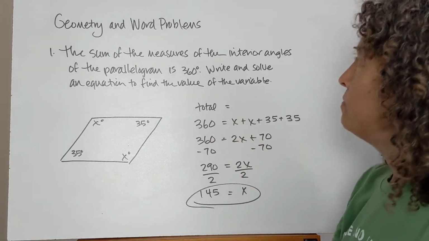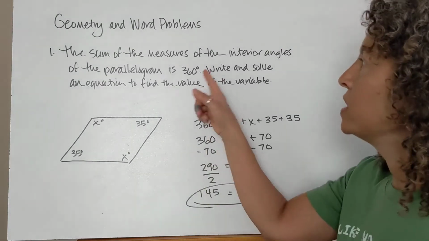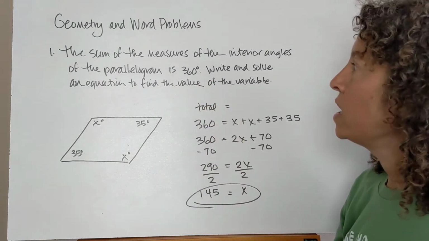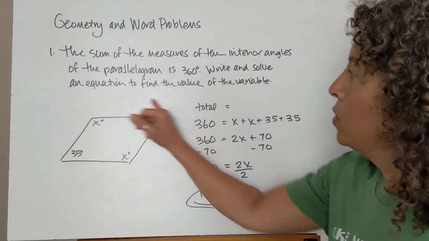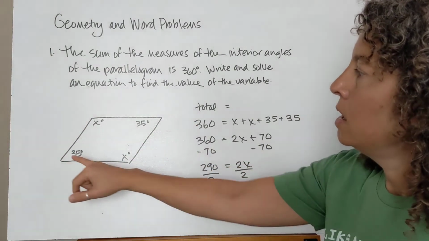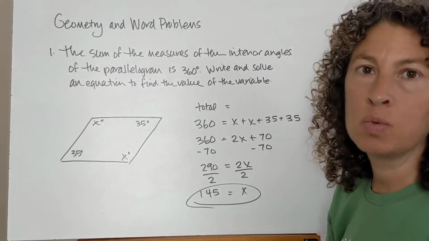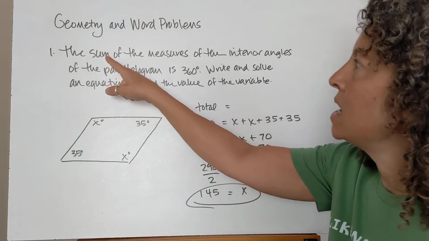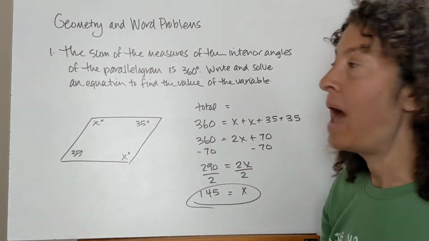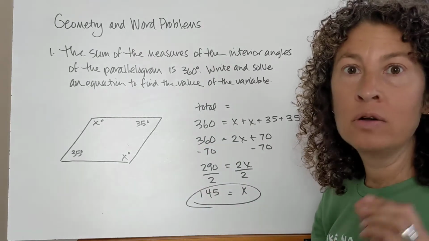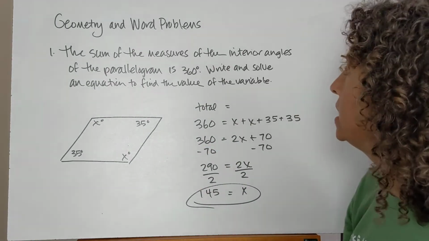The sum of the measures of the interior angles of the parallelogram is 360 degrees. Write and solve an equation to find the value of the variable. So we have our diagram here. They've labeled the interior angles, and they've given us some information in this word problem. They told us the sum. So right off the bat, I know sum is adding. So I'm going to be adding the interior angles together. So I already have some picture of what this equation is going to look like.